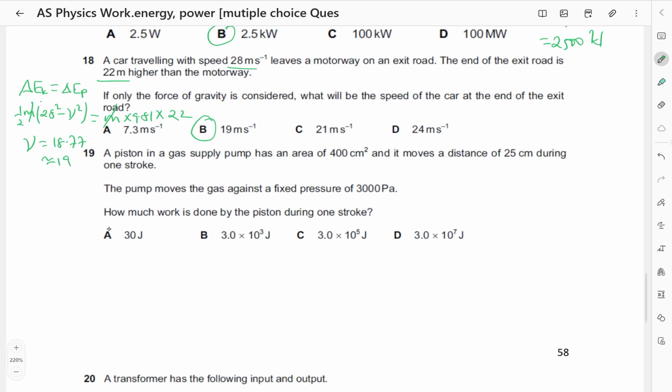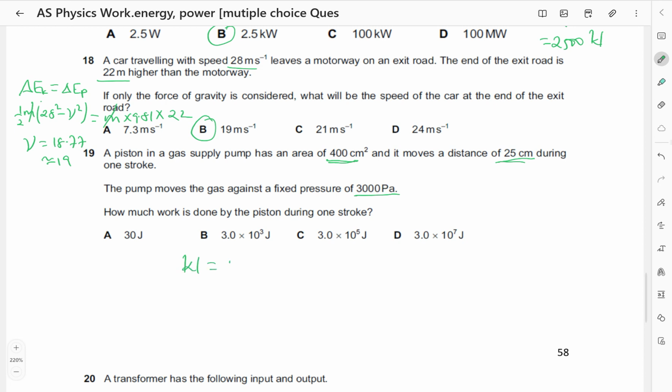A piston in a gas supply pump has an area of 400 centimeters squared and it moves a distance of 25 centimeters. So the volume is going to be this times that: cross-sectional area times the distance it moves. The pump moves the gas against a fixed pressure of 3,000 pascals. How much work is done by the piston during one stroke?